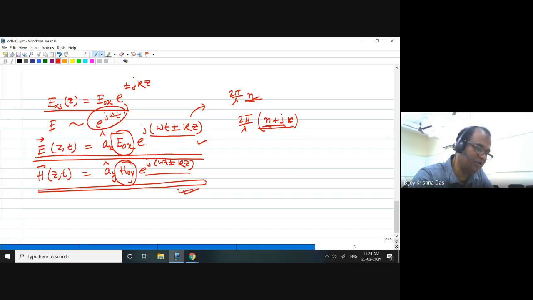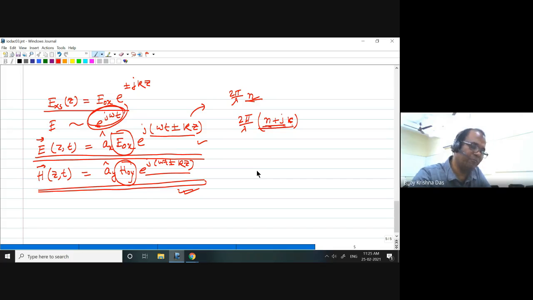If you are using minus j omega t, that means when you are considering plus kz, that will be traveling in the positive direction, and minus kz will be in the negative direction. So depending on what sign you are using in e to the power j omega t, that gives the consequence whether plus kz is traveling in the positive direction or negative direction. Okay, so this thing should be clear about that.